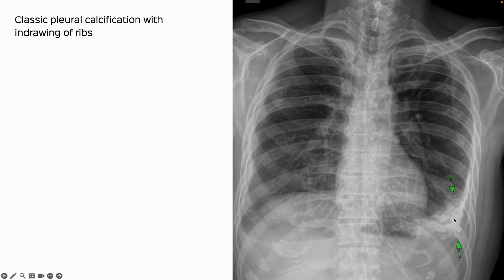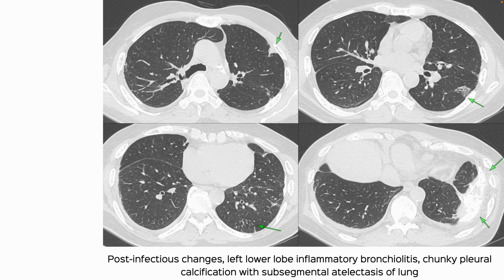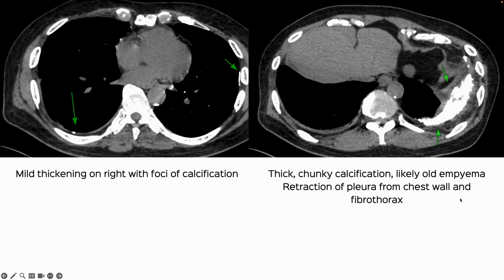You see this calcification, this is classically pleural. There's indrawing of the ribs, there's a reduced size of the lower hemithorax, and this typically occurs following TB pleural effusion and empyema. The lung windows here show some post-infectious changes, a little bit of inflammatory bronchiolitis, which may need to be investigated for NTM, but that's not today's focus. And here is that chunky calcification with subsegmental atelectasis of the subjacent lung.